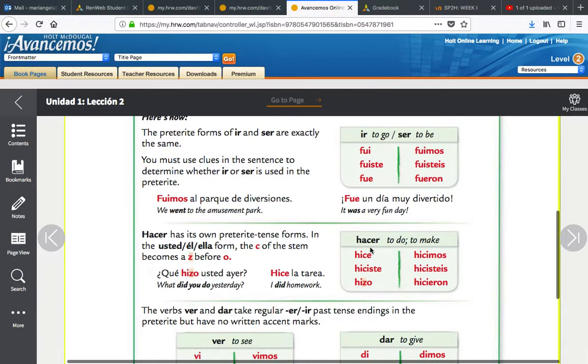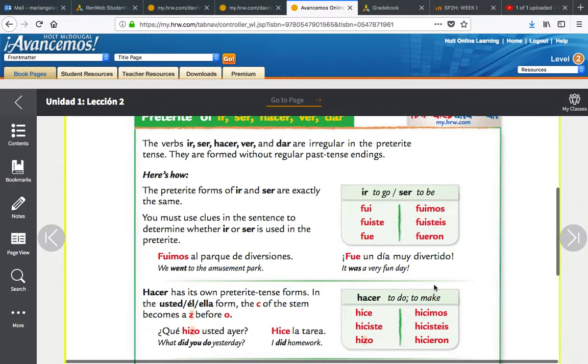And then we have hacer, which is to do and to make. How you conjugate to do or to make in past tense is hice. The H does not have sound, it's silent. Hice, hiciste, hizo, hicimos, and hicieron. Be careful because for the él, ella, and usted form, it's Z. It's not C anymore, it's Z. We're not learning about vosotros, okay? Nosotros hicimos and ellos hicieron.